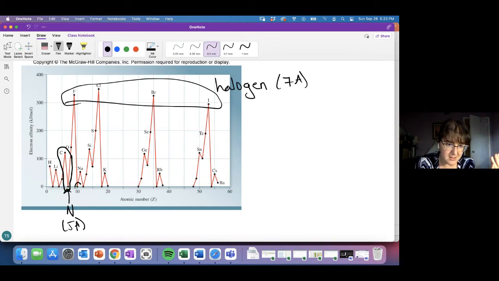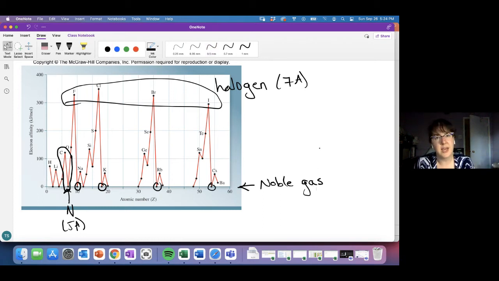Unsurprisingly, way down here are the other noble gases. So down here are the noble gases because they don't want one. They do not want another electron. No. So your noble gases are also going to have a low electron affinity because they don't want another electron. So these are some of those exceptions that we would expect you to know. We would expect you to be comfortable with the idea that noble gases have a low electron affinity.